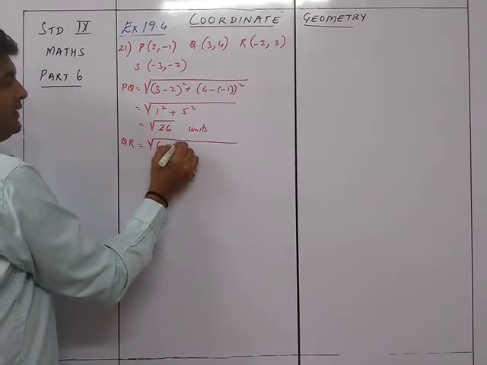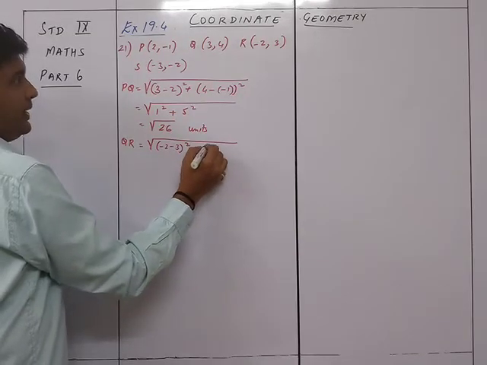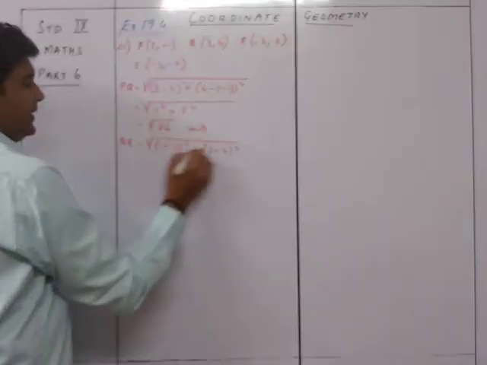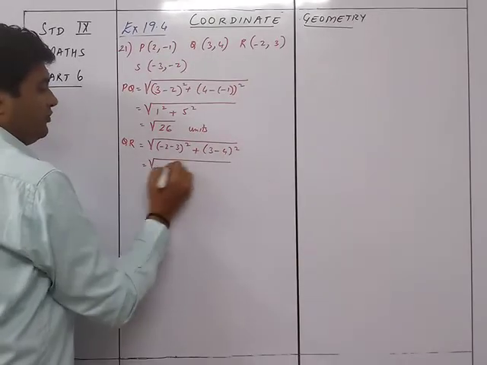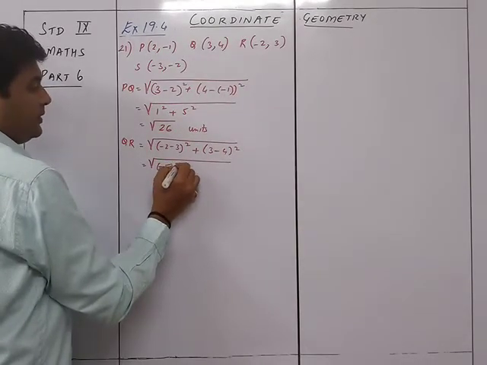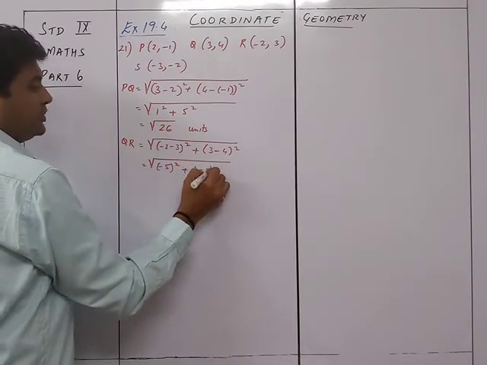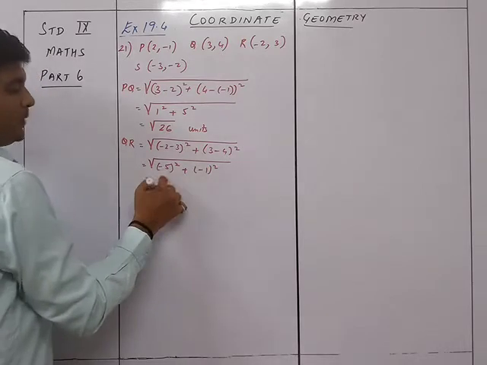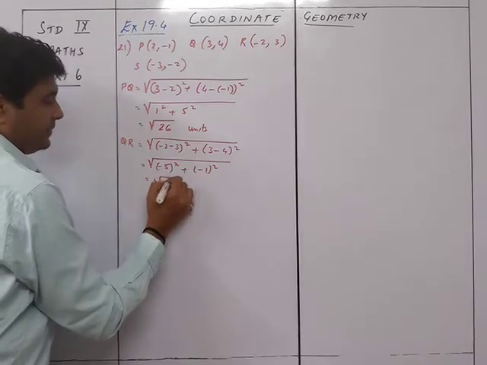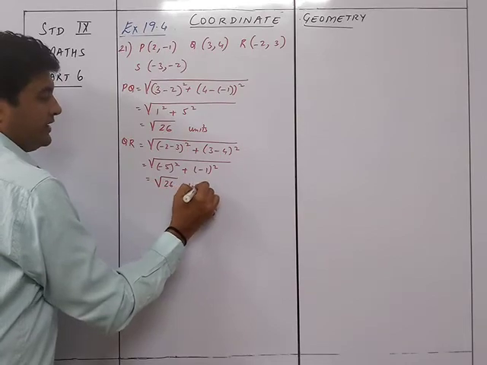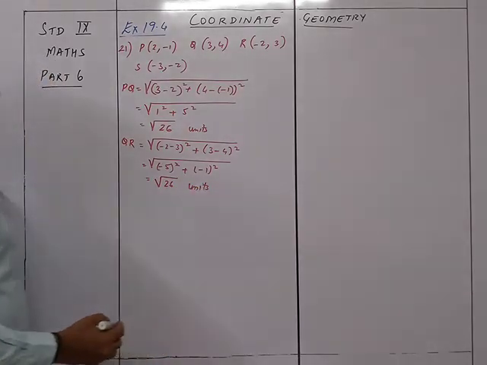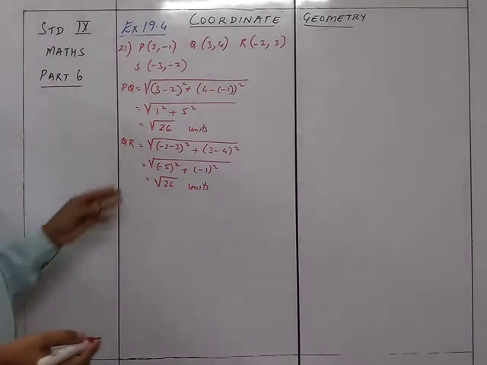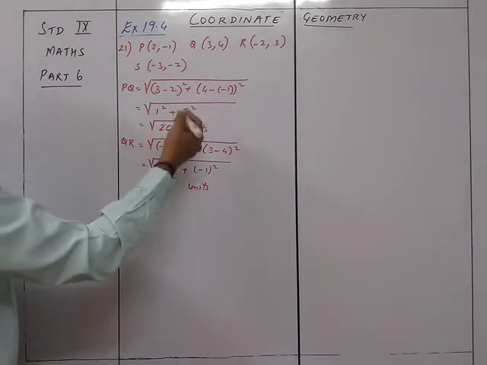Minus 2 minus 3 the whole square plus 3 minus 4 the whole square. That's going to be square root of minus 5 the whole square plus minus 1 the whole square. So that's going to be 25 plus 1, which is 26 again. So you can see proving for the rhombus or a square is getting very easy. We are just going to get the same answers.